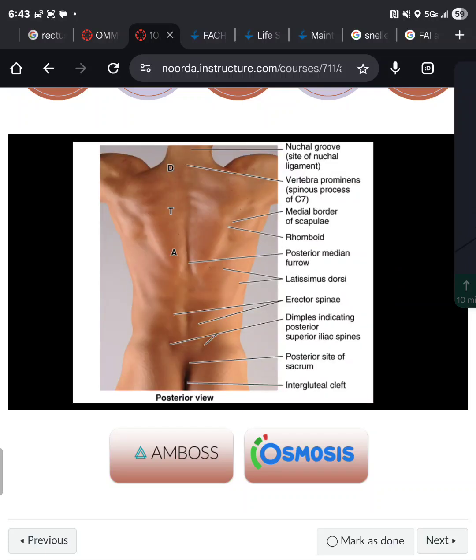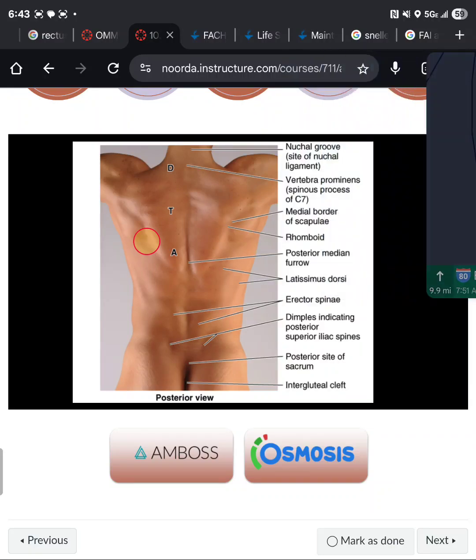Some landmarks here. You can see that we've got the descending, transverse, and ascending fibers of the trapezius marked. And then if you stay on that left side, you're going to see the erector spinae muscle. And below that is going to be the dimple for the superior iliac spine. Here I've marked again, between the traps and the lats, that area of auscultation, that triangle of auscultation that you're going to use to listen to the lung from the posterior aspect.